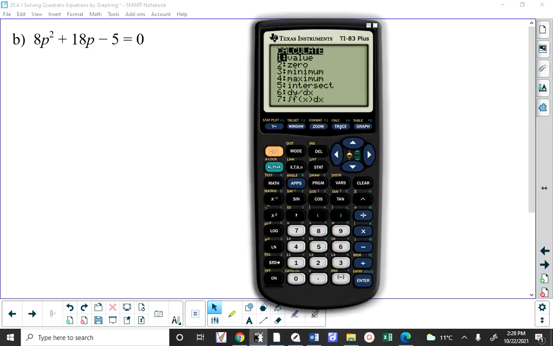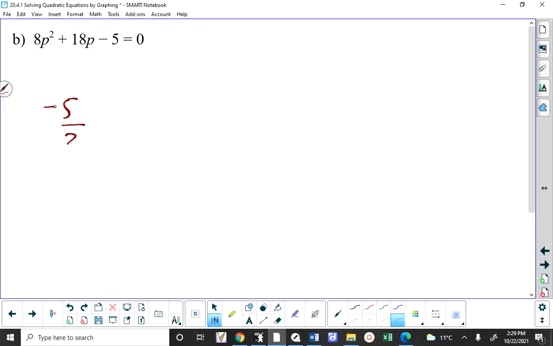I'm assuming you're doing this as well. -2.5. And 0.25. If you want to leave those in decimal form, that's fine, but in fraction they are -5/2 and 1/4. You could leave them in decimal.